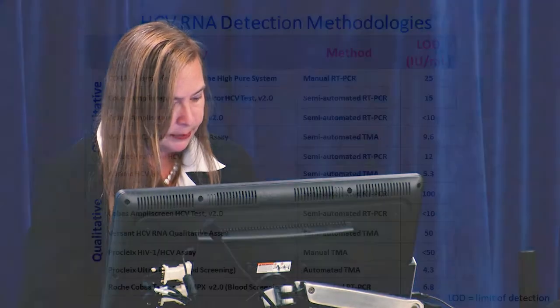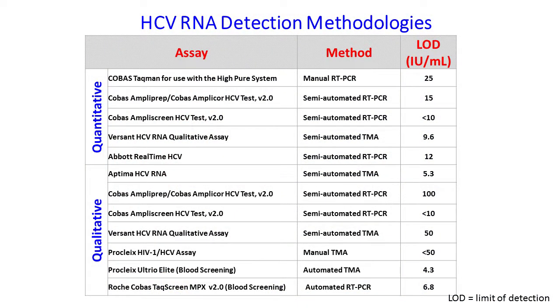In fact, as part of an elimination project in the country of Georgia, the HCV core antigen assay is being used as an alternative to nucleic acid testing to determine the effectiveness of the direct-acting antivirals on sustained virological response. Listed here are the commercially available nucleic acid tests.